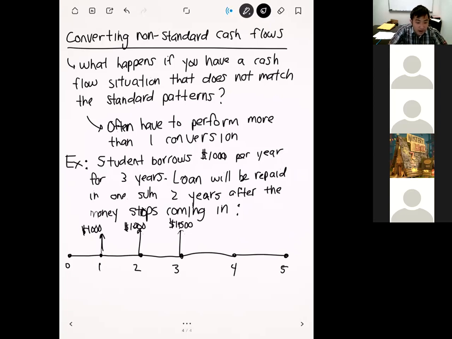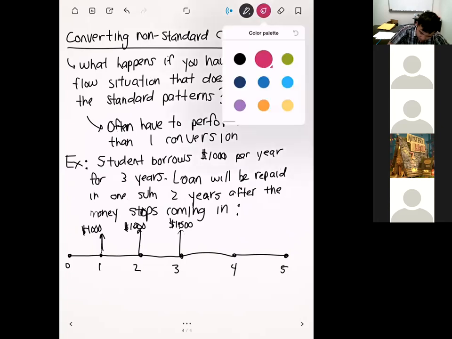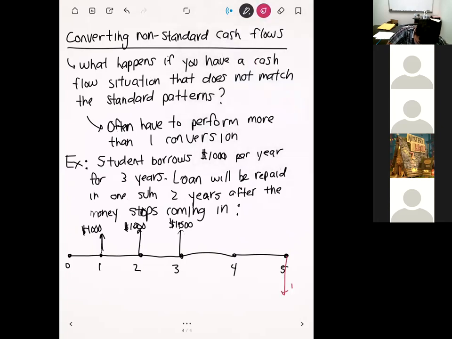And then 2 years after the money stops, so 2 years after year 3 is going to be year 5, then the student is going to pay all this money back. And so he's going to pay back in one lump sum in the future, F. And I forgot to give you the interest rate. So let's say that the interest rate is 15%. And so it's absurdly high. So someone is taking bad advantage of the student, unfortunately.